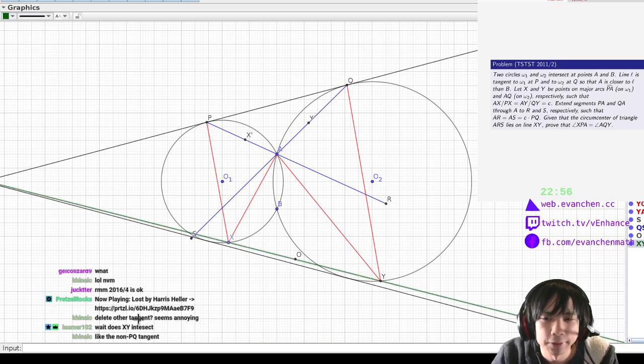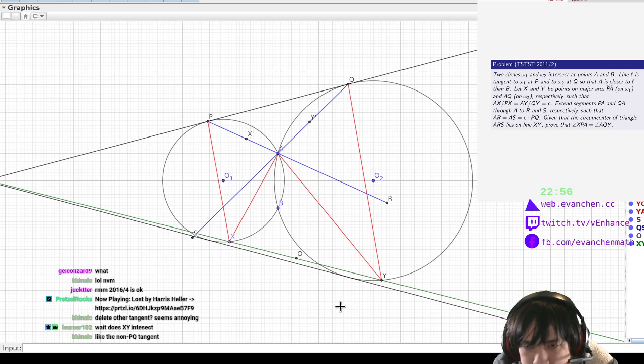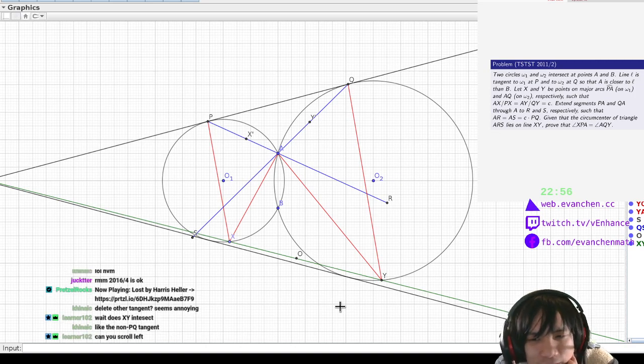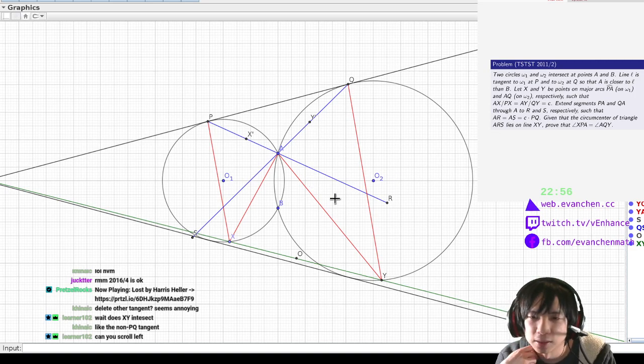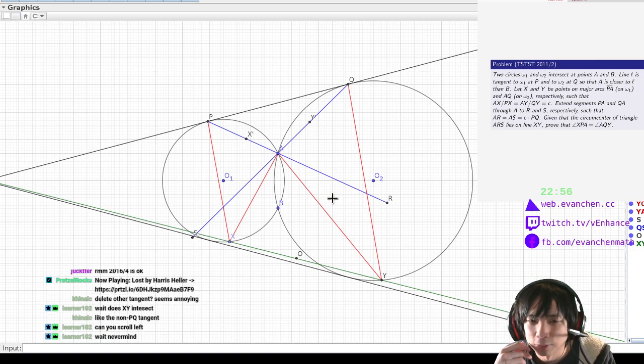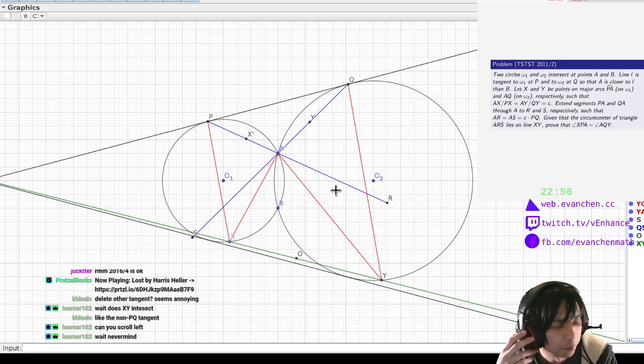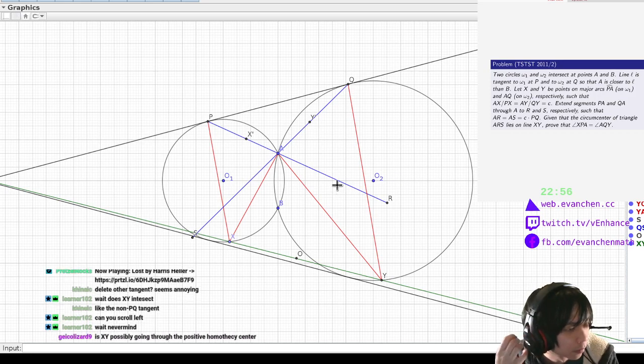Alright, so what am I supposed to do with this now? So the angle bisectors, yeah, I feel like I understand none of the conditions in this problem. Other than there's a bunch of, let's see, PQ, AR against PQ. Like, what is AR against PQ supposed to be? If it was like PR, I would be more happy.